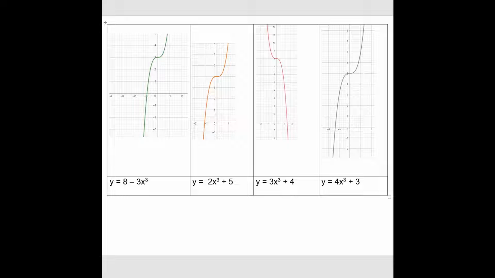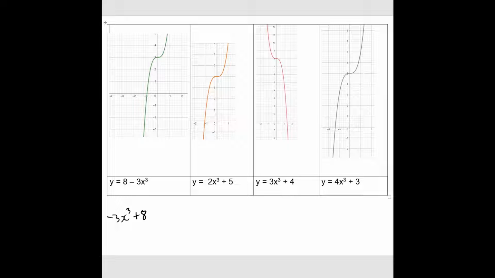Okay, let's go through the answers. The first equation is y equals 8 take away 3x cubed. This is the same as minus 3x cubed plus 8. Y equals minus 3x cubed plus 8. We have a minus in front of the x cubed, which means that the graph is going to slope downwards.